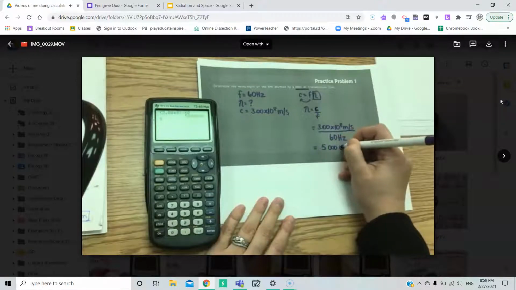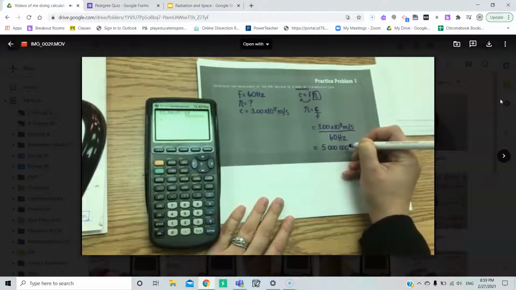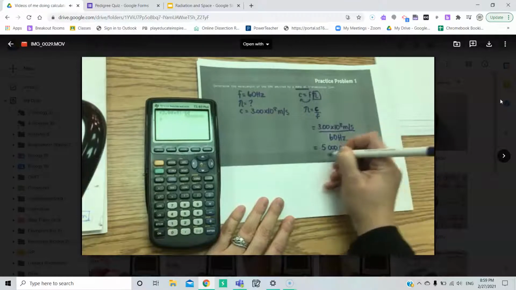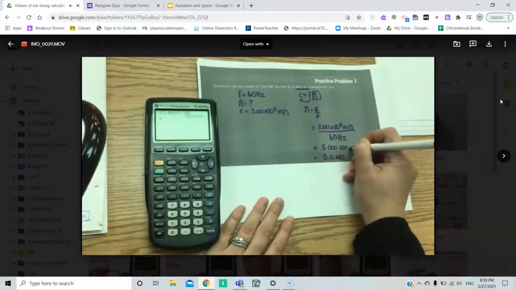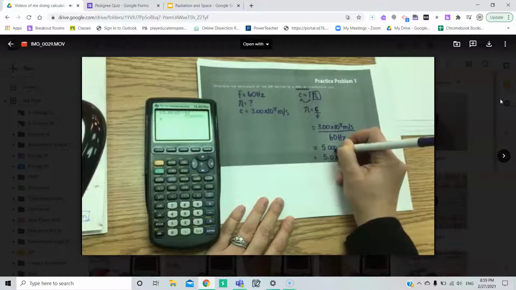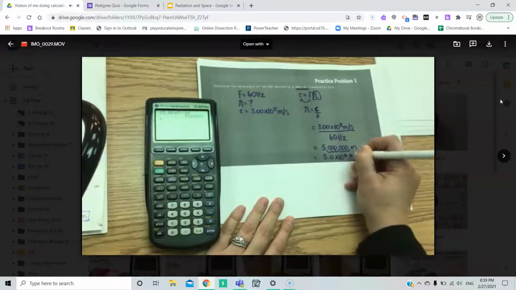When you write it out, you're not going to use a very big number. Instead, you're going to put it in what we call scientific notation, which is essentially finding a number between 1 and 10 and then moving your decimal to create your 10 to the whatever. So I moved the decimal 6 times.